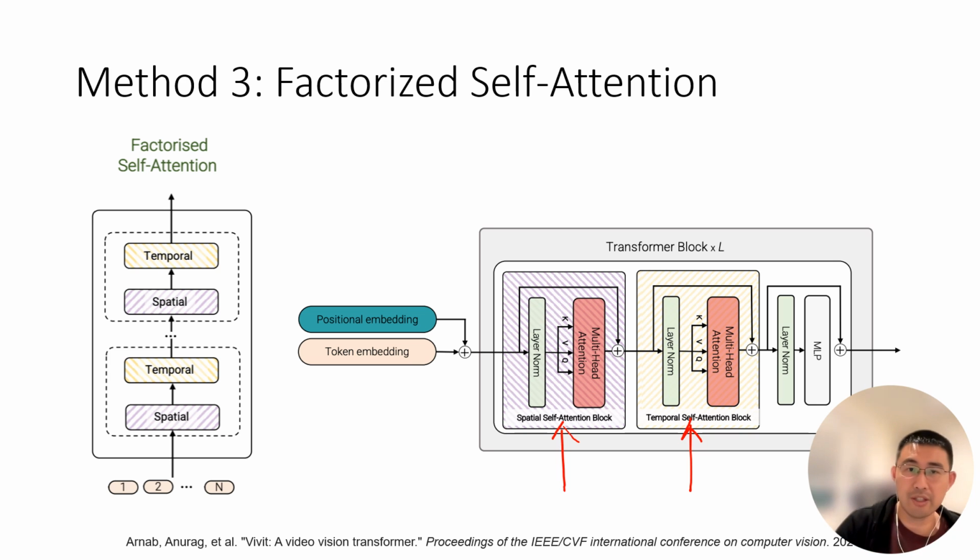Actually, the authors did some ablation study, and they realized that even if you swap the spatial and temporal block orders, if you run temporal first, spatial second, that doesn't really matter. So this is going to be roughly the same computational cost as method number 2, but it's going to have more parameters because we do have this extra attention calculation.